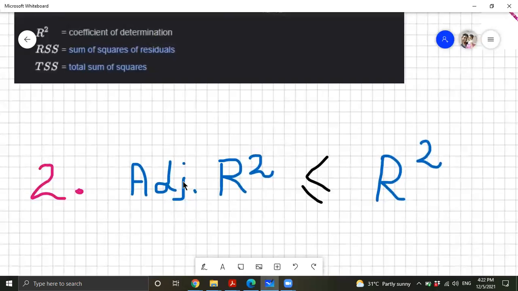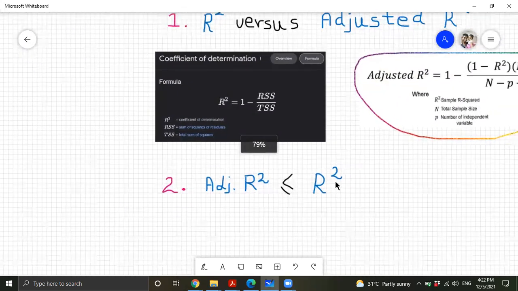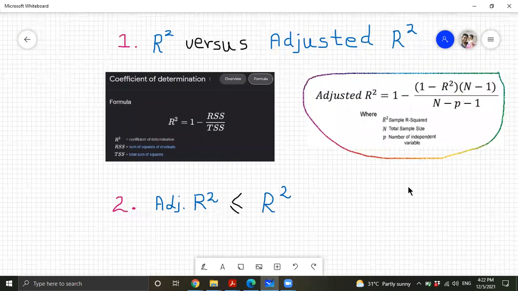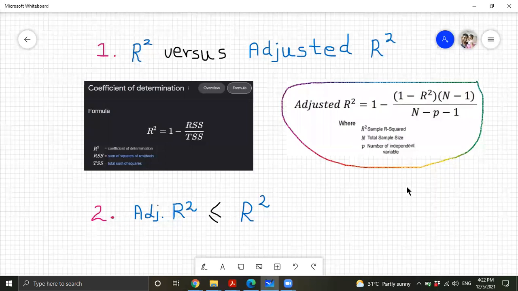So guys, I'm going to finish this video now, right? So in the next video, I'm going to prove that, of course, adjusted R squared is always less than or equal to R squared using this formula, right? So until then, you could try to prove this: adjusted R squared is always less than or equal to R squared, right?